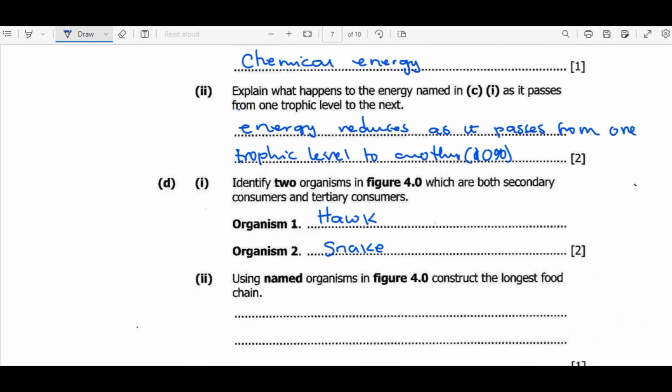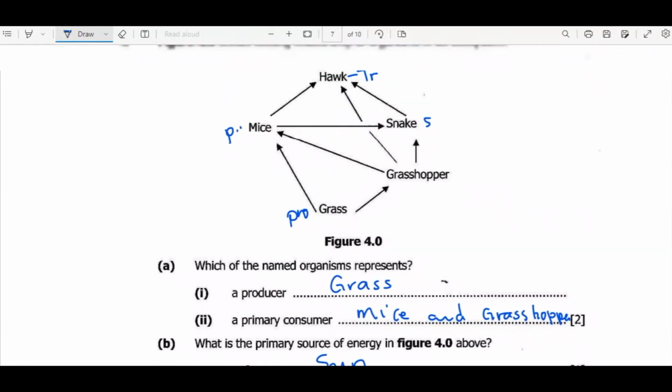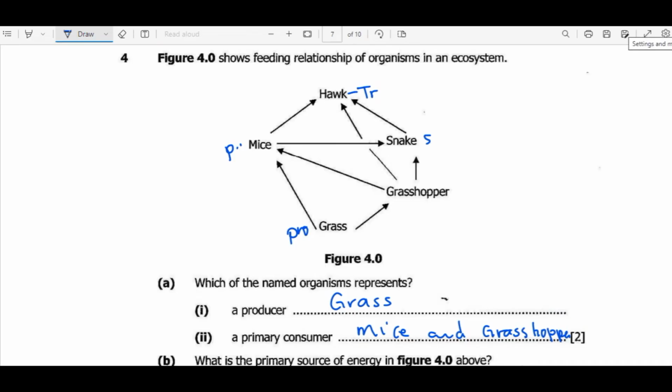Then using named organisms in figure 4.0, construct the longest food chain. So the longest food chain that we can construct from here is the one that we can have 1, 2, 3, 4 organisms.